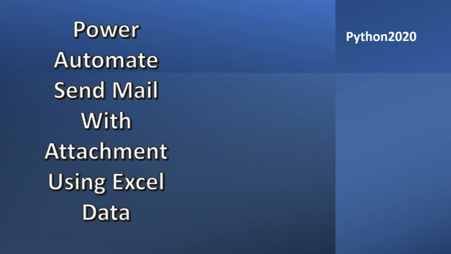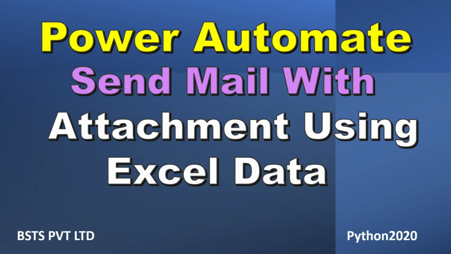Today in this video, we will see how to send email with attachment using Excel data. So in this Excel, we have file name and we will loop on each row and send email with file name with attachment using Power Automate.